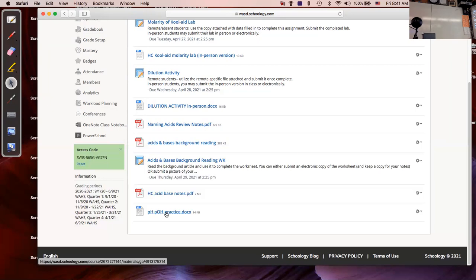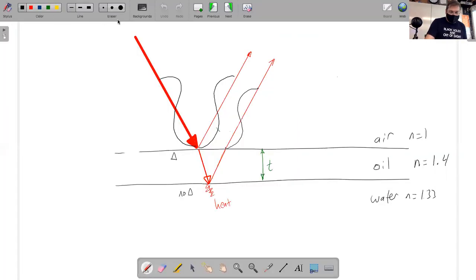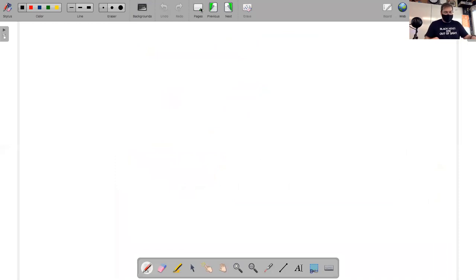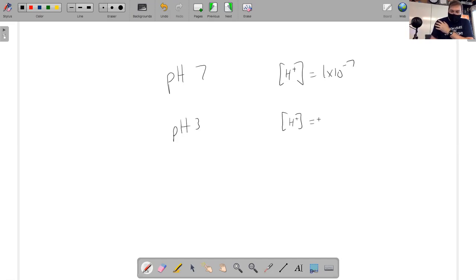And the thing about the concentrations, just to give you a heads up how that goes, for example, when you have a pH of 7, that's a hydrogen ion concentration of 1 times 10 to the negative 7. If the pH is 3, the hydrogen ion concentration is 1 times 10 to the negative 3, and so on and so forth. pH of 10, hydrogen ion concentration, 1 times 10 to the negative 10.